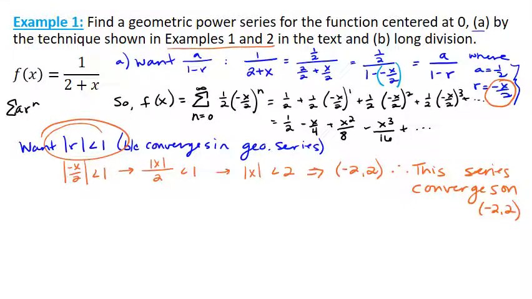All right, so now we go on to part B. In part B, we want to use long division. So what we want to do is see how this goes into this. Setting it up, in case you have forgotten, looks like this. So we want to know what we need to do to 2 to make it a 1. Well, we'll multiply by a half.